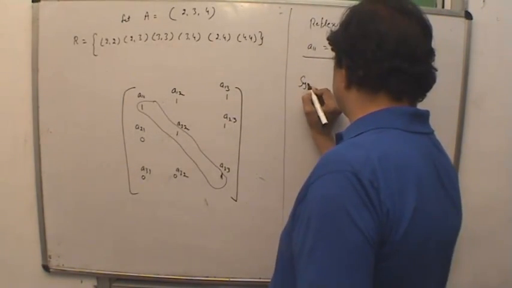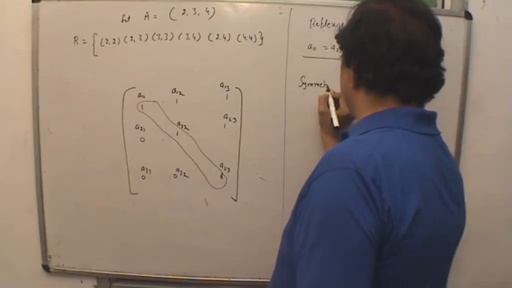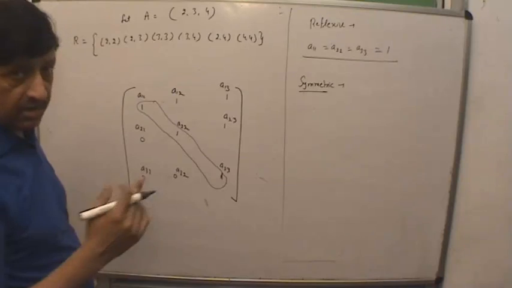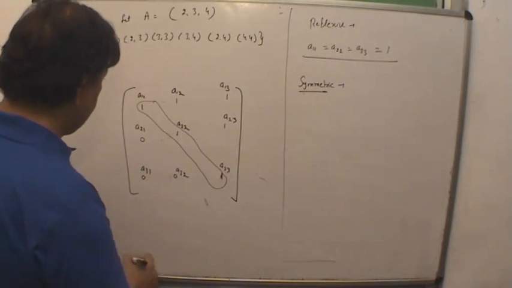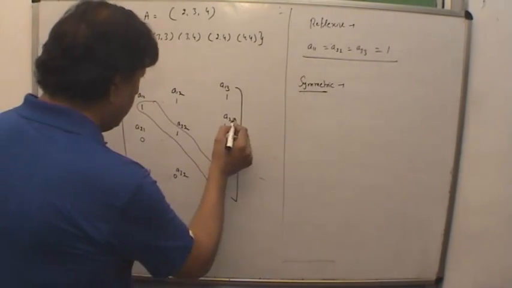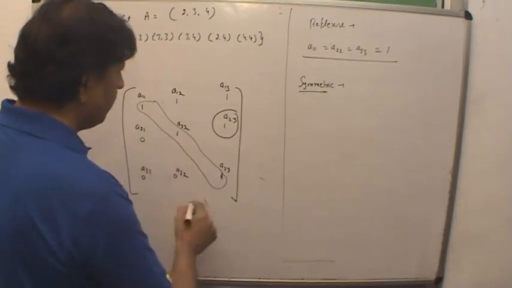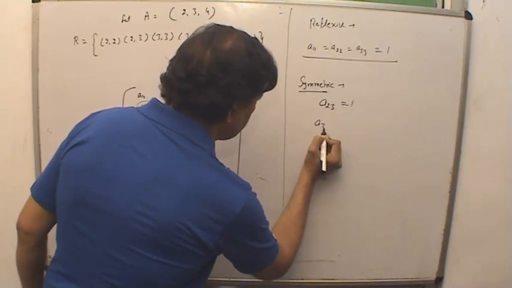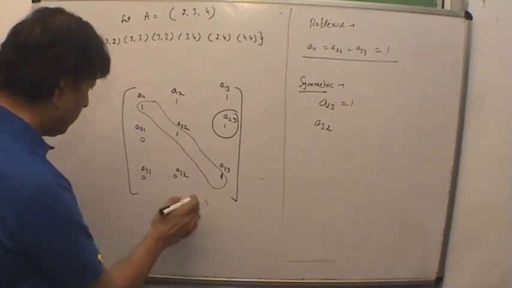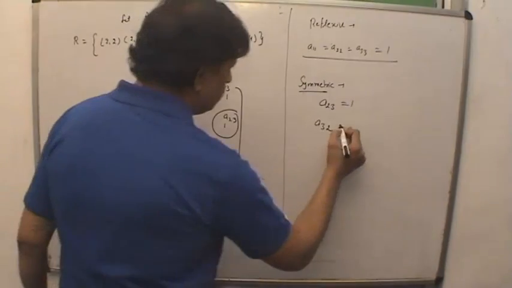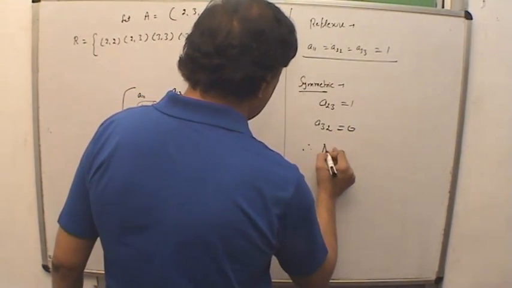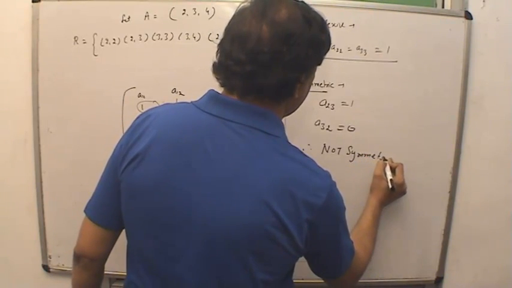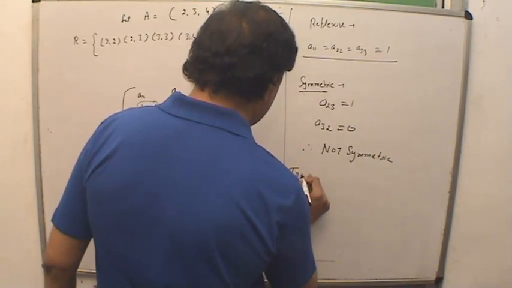For symmetric, we select any member who is present in the relation. Say A23. Here A23 = 1. Now we see what about A32. A32 is 0. Therefore, it is not symmetric. What about transitive?